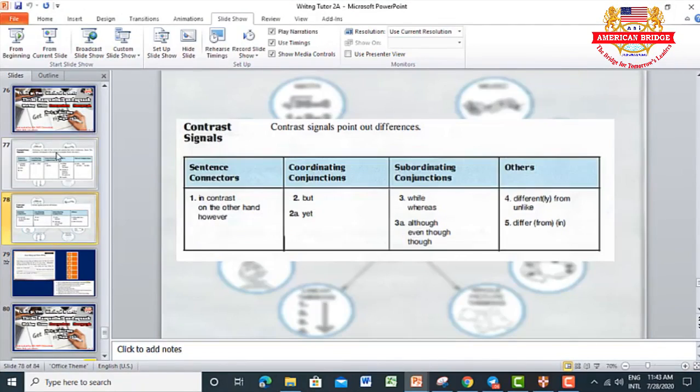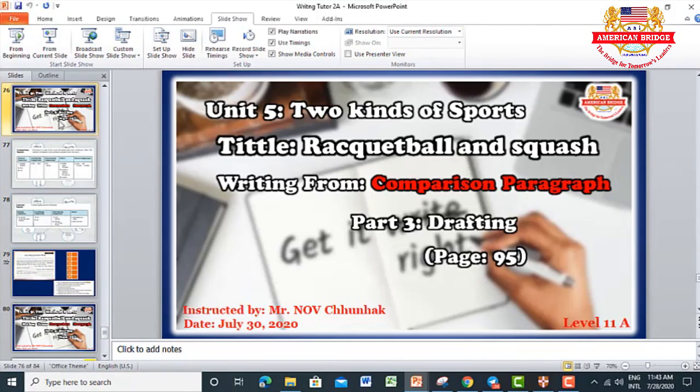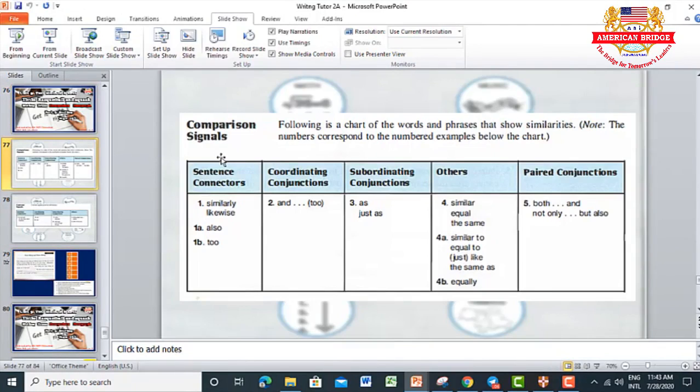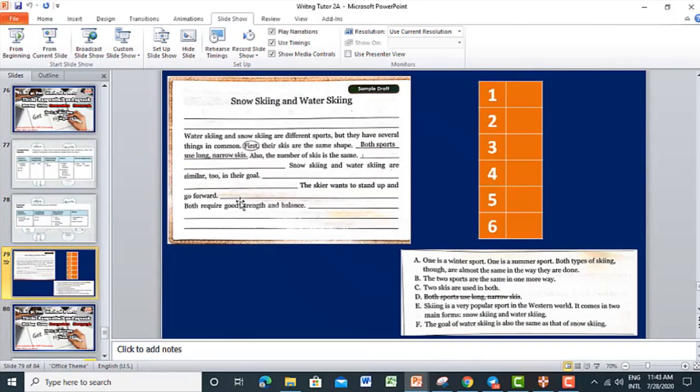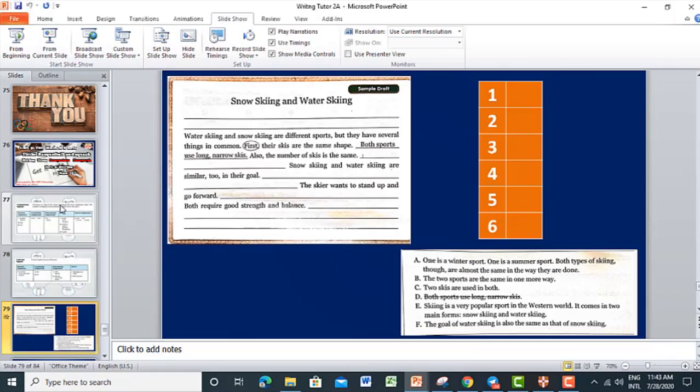Teacher would like to wrap up what you have learned today. You have learned about comparison signals. You have learned about contrast signals, and you also got practice about snow skiing and water skiing on page 95. So everyone, see you again tomorrow.